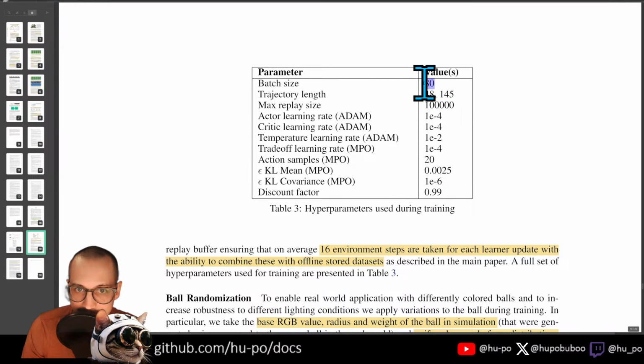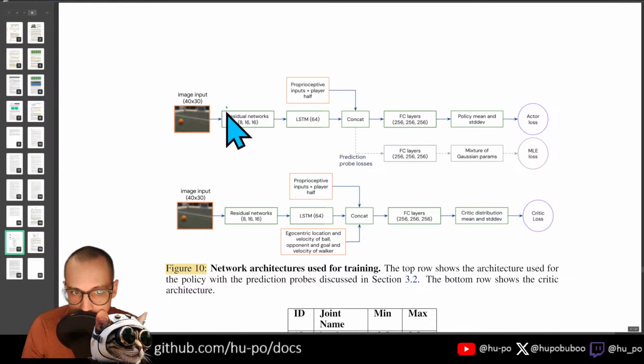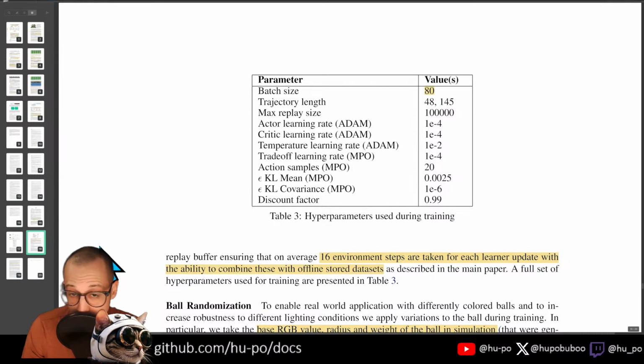Batch size of 80, which is small, right? And why is that a small batch size? Because each data point has an image, which is high dimensional, right? In state-based reinforcement learning, your state, or your input to your neural network, is very small, so you can have very big batch sizes. But whenever you're doing image-based RL, you can't fit as many images as you can states, so you're going to use smaller batch sizes.